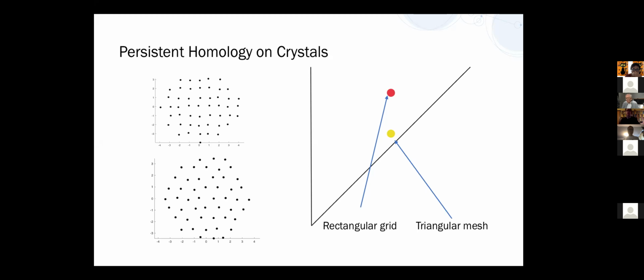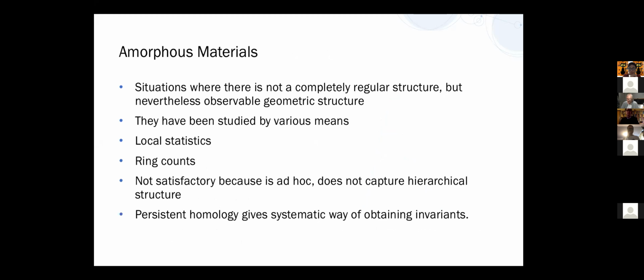Now this is an invariant of these more texture-like situations. What I want to describe for you now is some beautiful work, what I believe is some beautiful work, by a fellow named Yasuaki Hiraoka in Japan with collaborators. He's worked on amorphous materials. These are situations where there's not a completely regular structure, but nevertheless, people sense that there is some observable pattern to it. They have been studied by various ad hoc methods, local statistics, counting bonds and counting atoms and so forth.